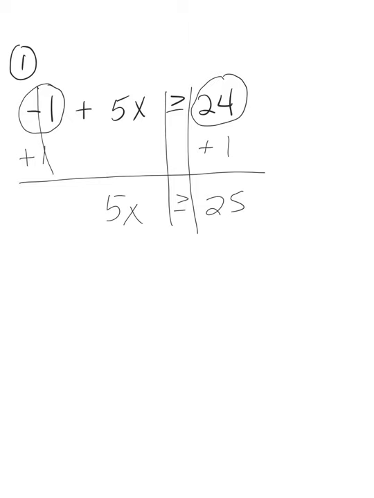I have to graph it. Nope, I haven't solved for x yet. Oh. How do I solve for x? 5 divided by 25. So make sure you put it on both sides. My sign does not flip. The answer is 5. So how do I graph this?